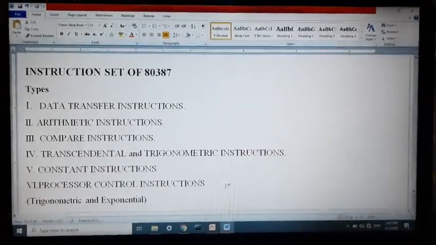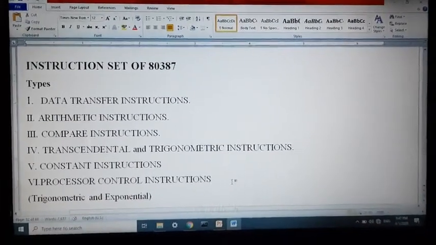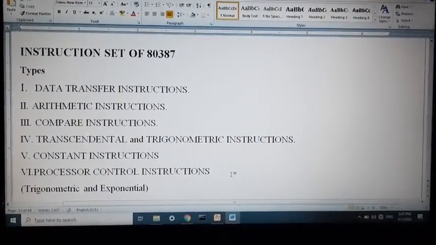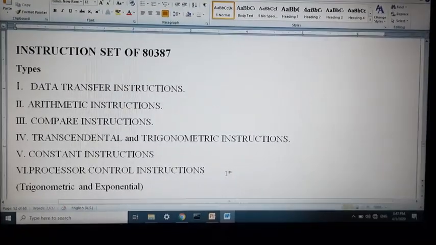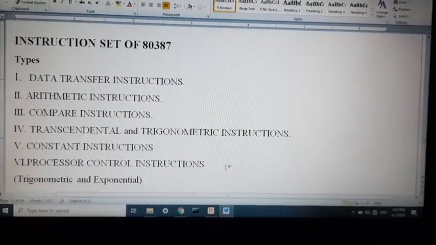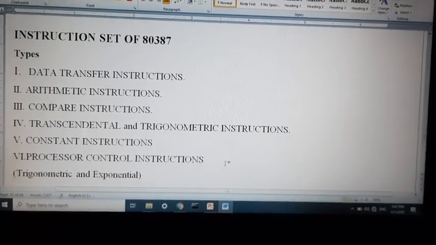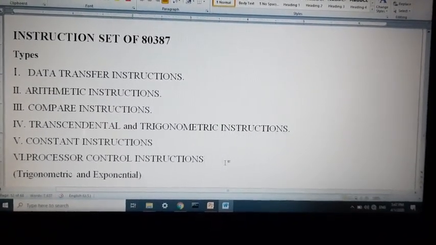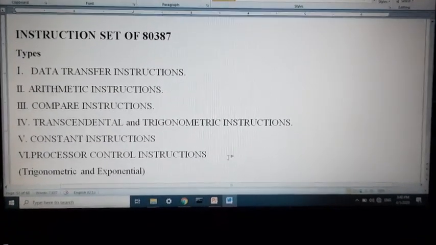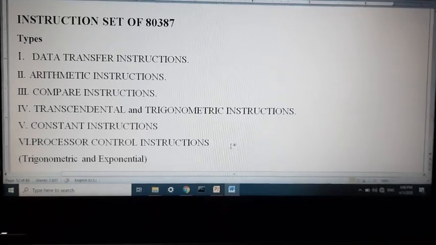Good afternoon, students. So today's topic is the instruction set of 80387. As we have already studied the data types and architecture of 80387, now there are 6 types of instruction set. Before proceeding to the instruction set, we must know that a total of 68 instructions are there, other than 80386.